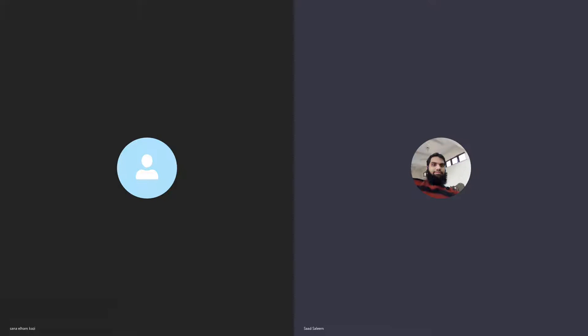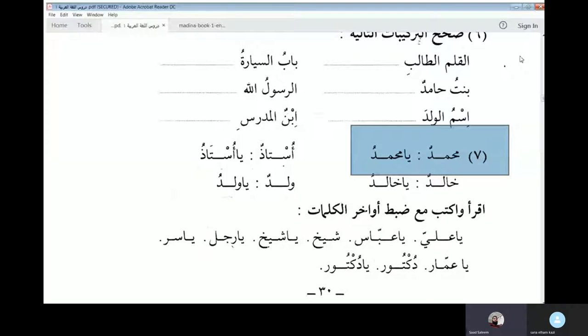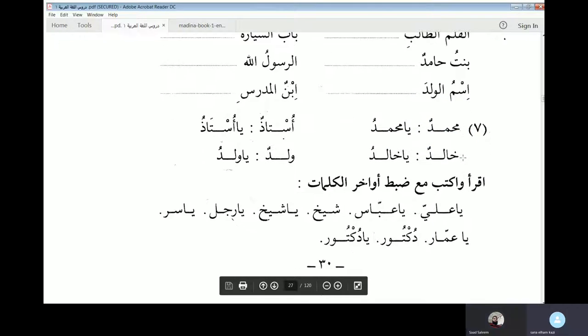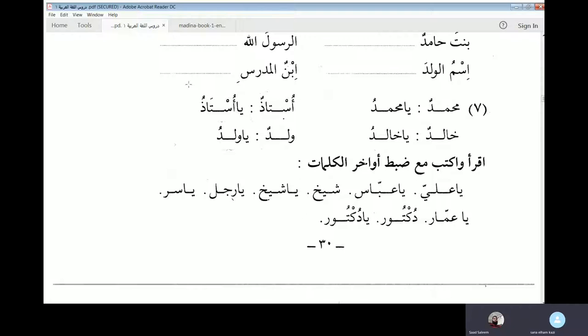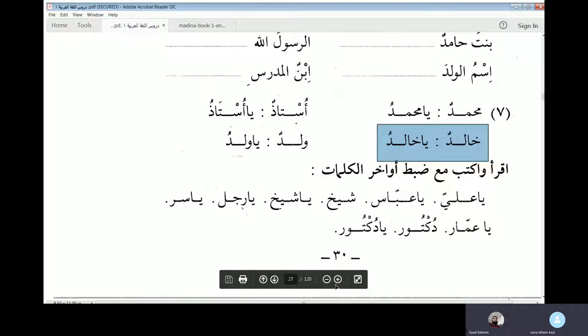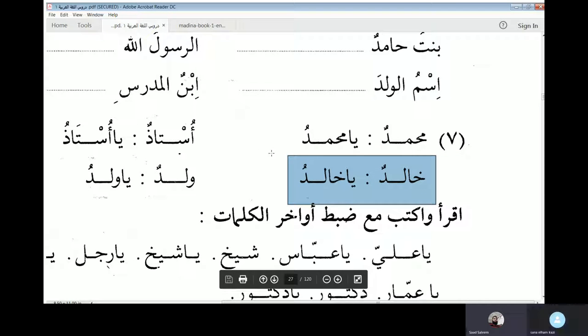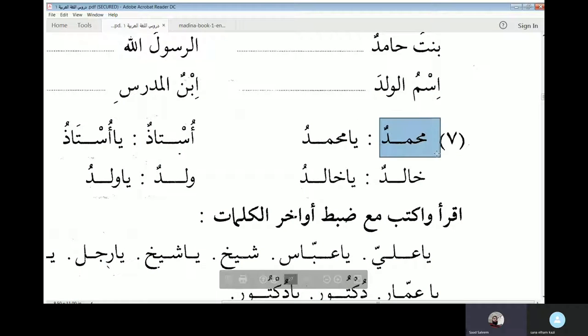Start from the book Daroos-ul-Lughat-ul-Arabia, page number 27 on PDF. So start reading it. Muhammadun ya Muhammadu, Ustazun ya Ustazu, Khalidun ya Khalidu, Waladun ya Waladu. So on normal occasion we use tanween with a masculine name. But when it is followed by ya, we cannot use tanween, we use dhamma.